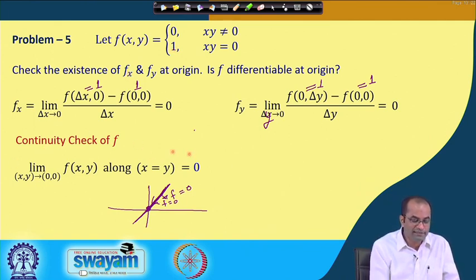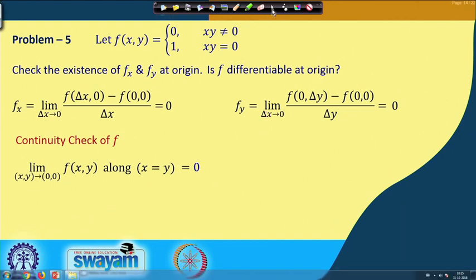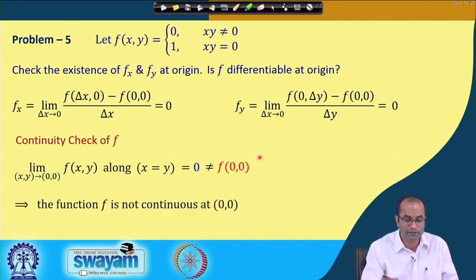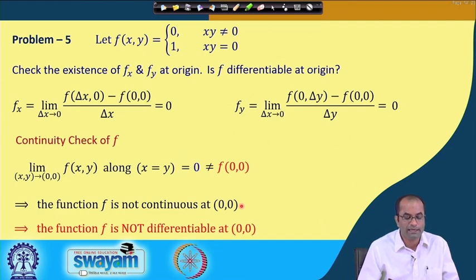So, we can clearly see then the function is not continuous. This limit is not equal to the function value at (0,0), hence this function is not continuous at the origin, and since the function is not continuous, we can decide about the differentiability, because continuity is a necessary condition for differentiability. If the function is not continuous, definitely the function is not differentiable. So, this function f is not differentiable at the origin.